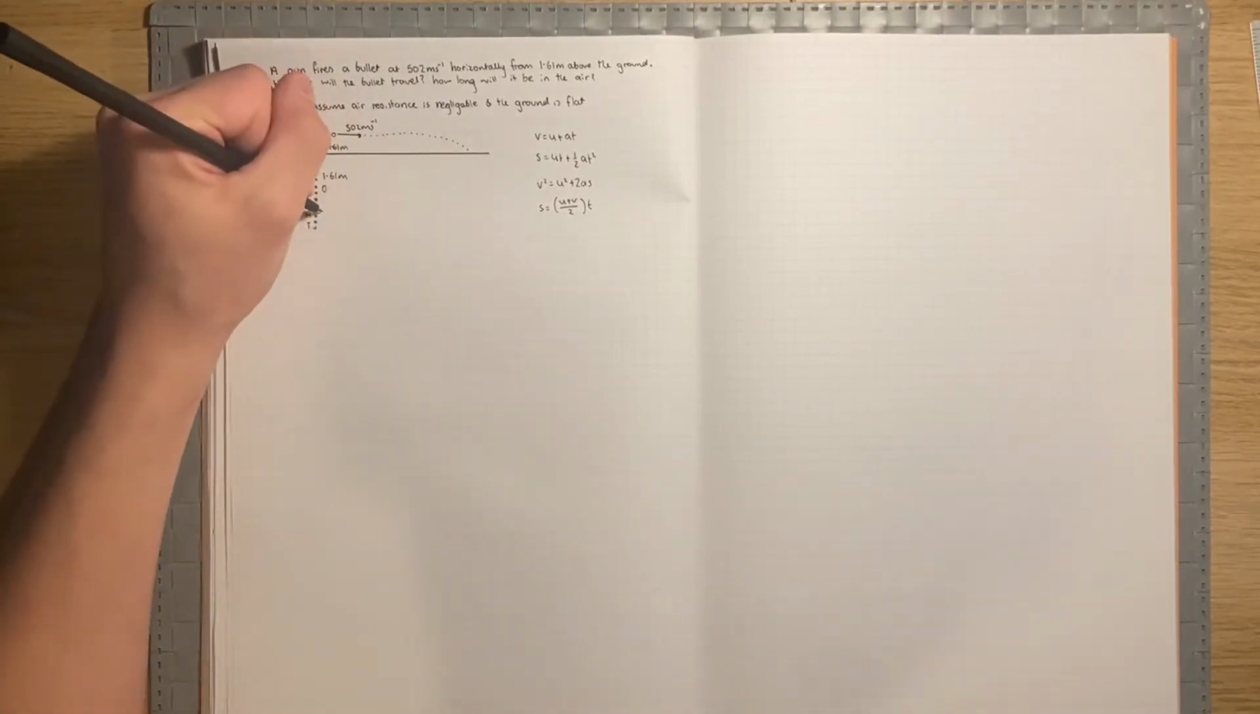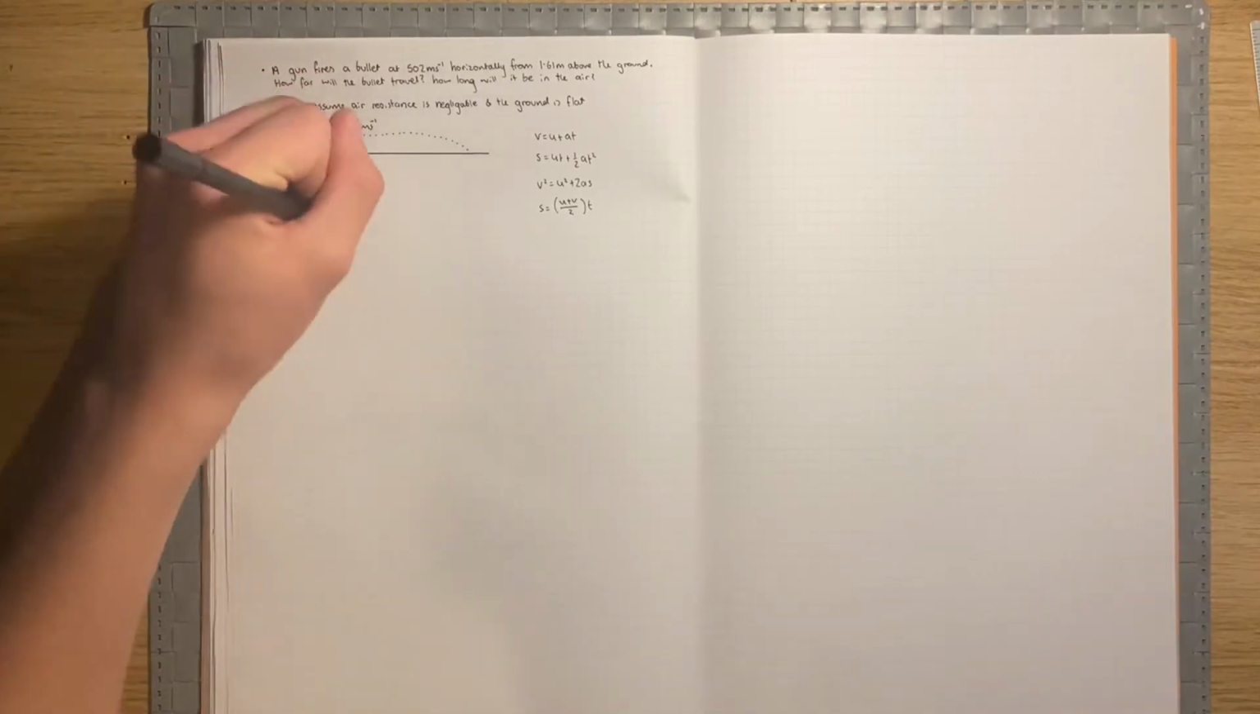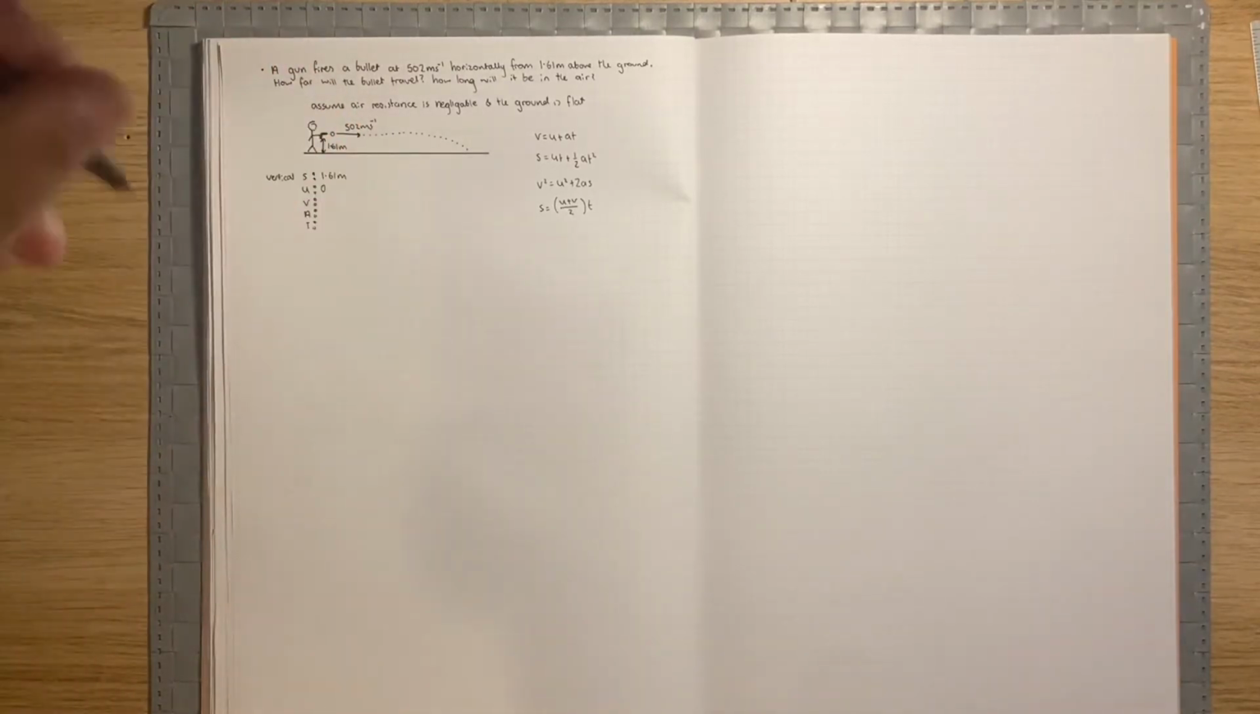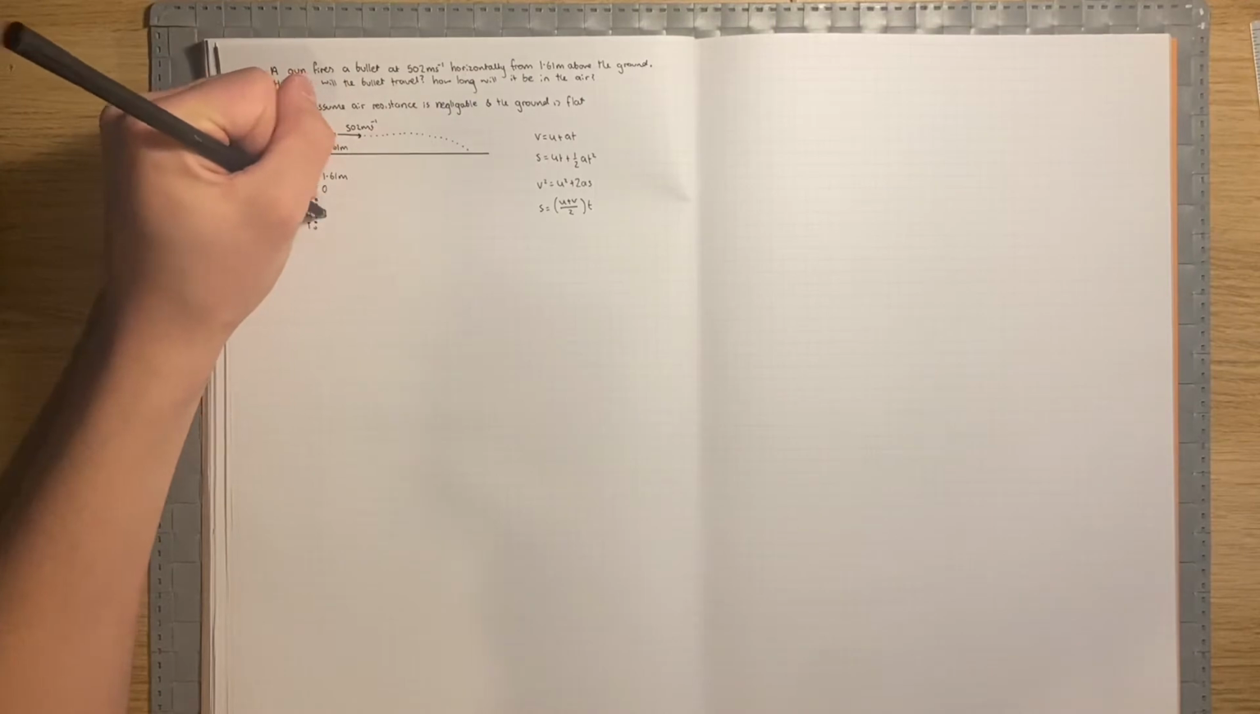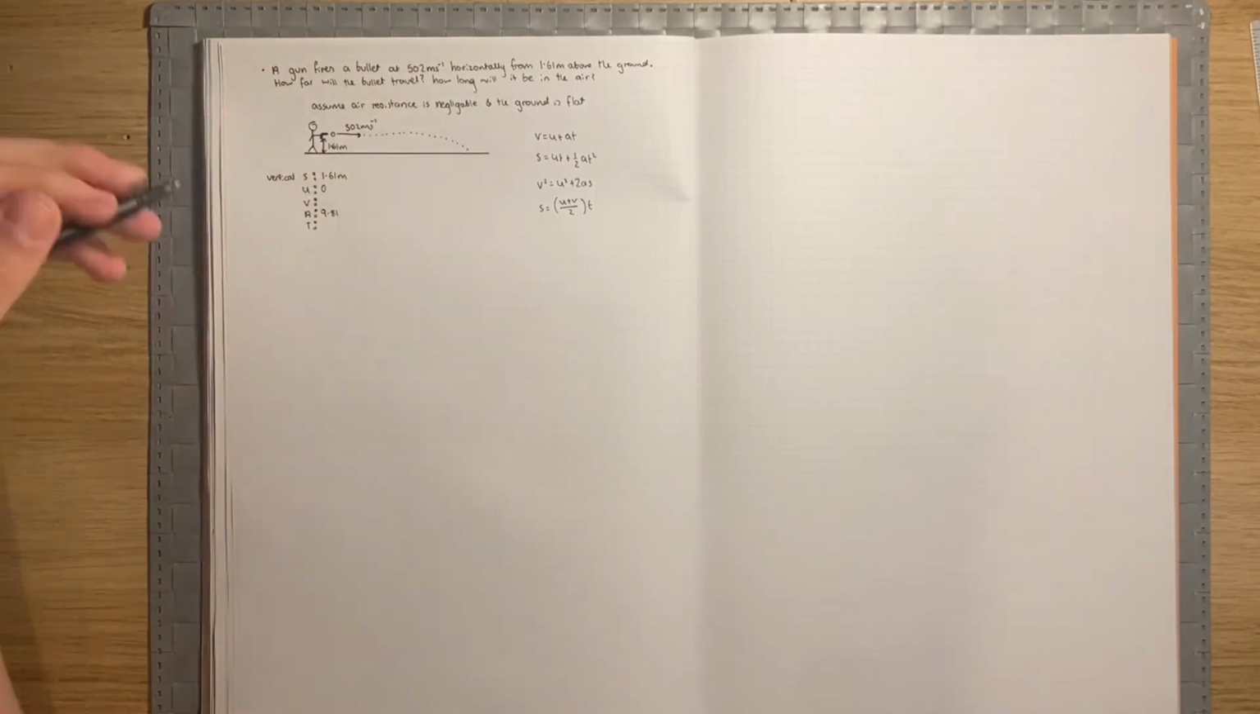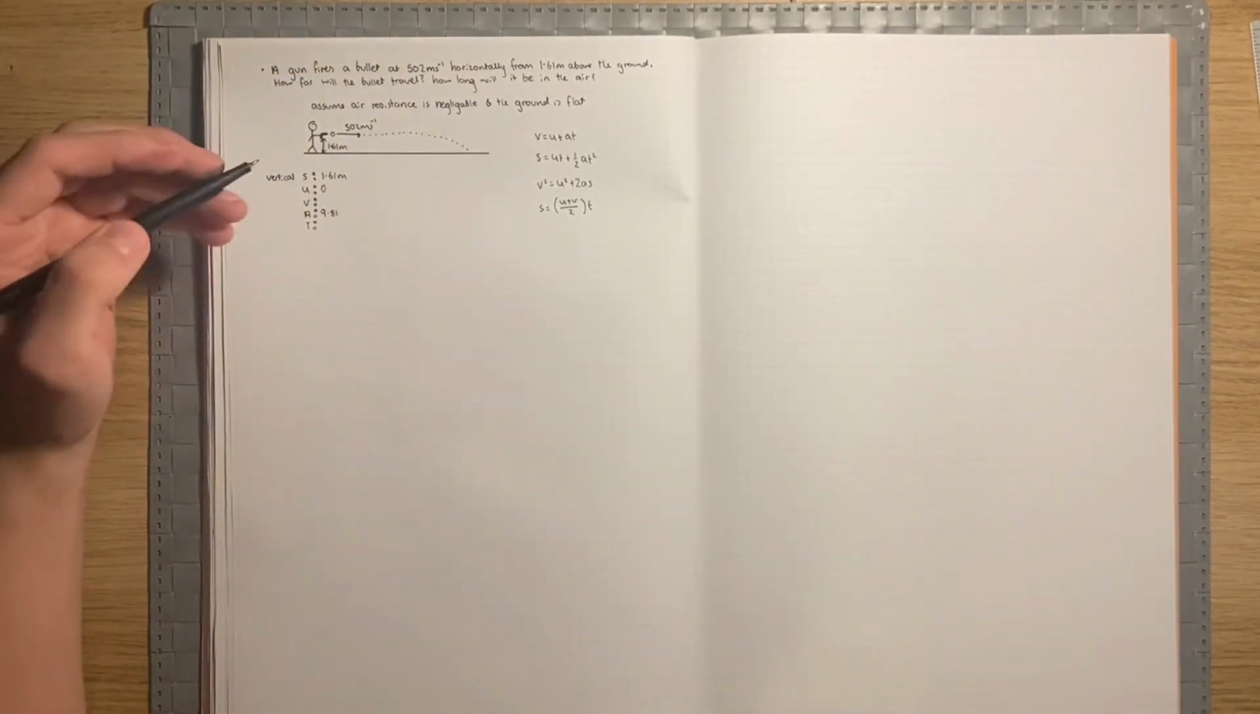We know that because it's in the vertical plane, it's going to be affected by gravity. So A is going to be 9.81. And that's basically what we've been given.